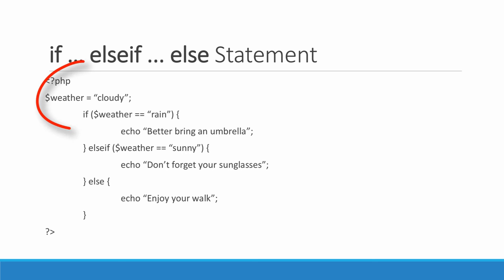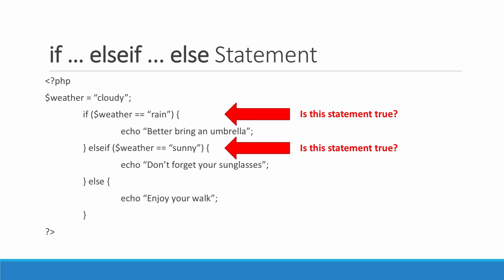This time we've changed our variable over to cloudy, but in the first one we're still looking for the condition weather equals rain. And if it's true, we're saying, hey, you better bring an umbrella. If this is not true, then go to the next, which is else if. In other words, it's saying, okay, the first one is false, but if this one is true, and it gives us another conditional statement. And in this case, the conditional is weather equals sunny. And if this one is true, it says to display, don't forget your sunglasses.